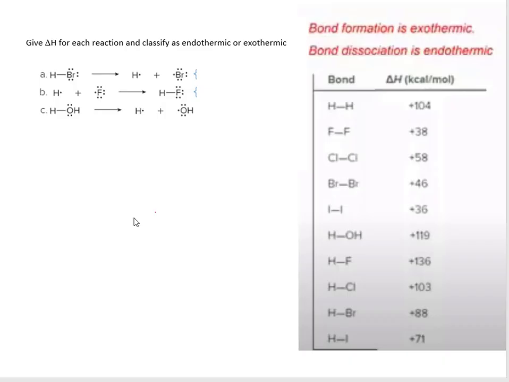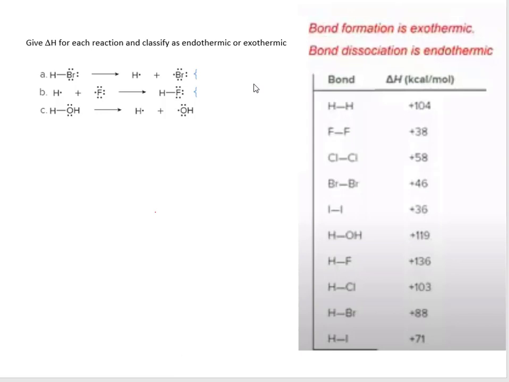Okay, it's time for you to try. A, B, and C, we want you to give the delta H for each reaction and classify them as endo or exothermic. So when you think you're done, pop back on and we will check them together.